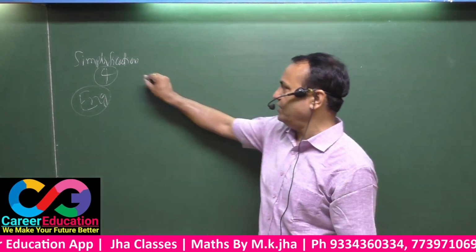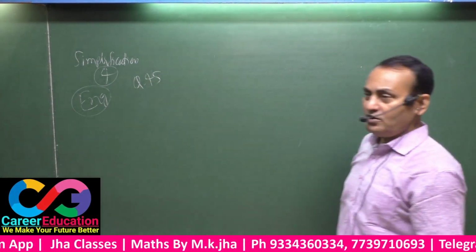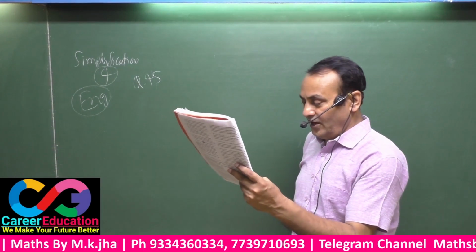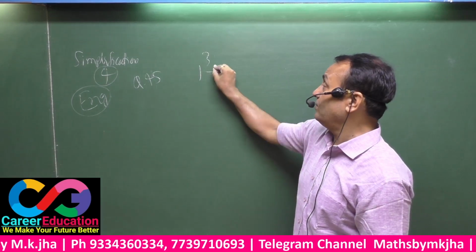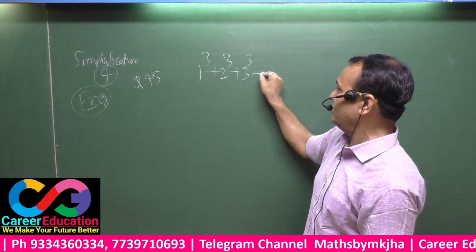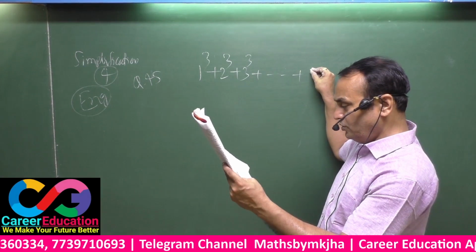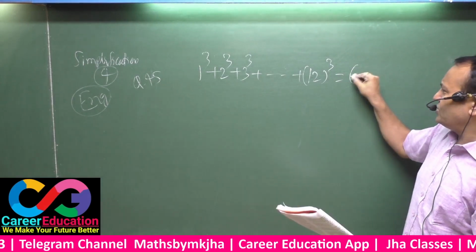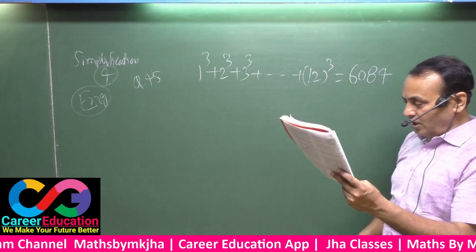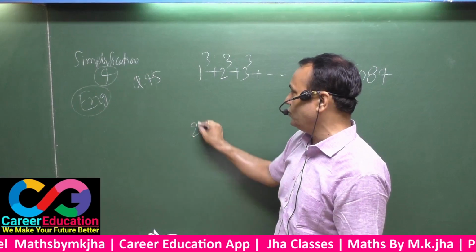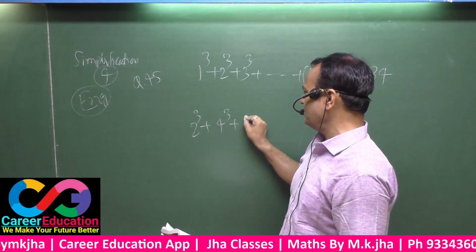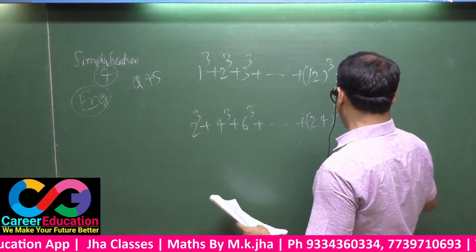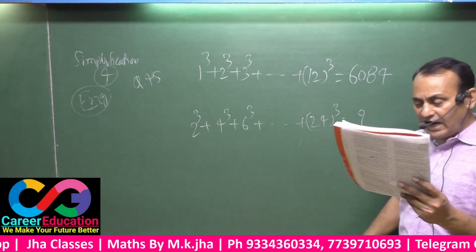Now come to the next question, that is question number 45. This is also exactly the same question. 45. Now this is 1 cube plus 2 cube plus 3 cube plus up to 12 cube, and this is just equal to 6084. Now you have to point out the value of 2 cube, 4 cube, 6 cube up to 24 cube. Each and every term will be in exactly the same fold. That you have to point out here.